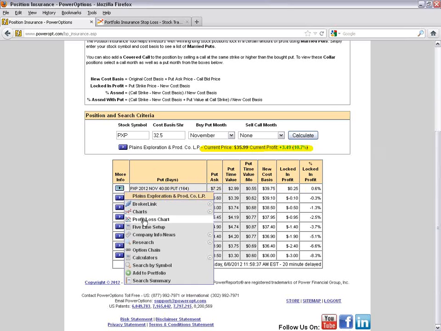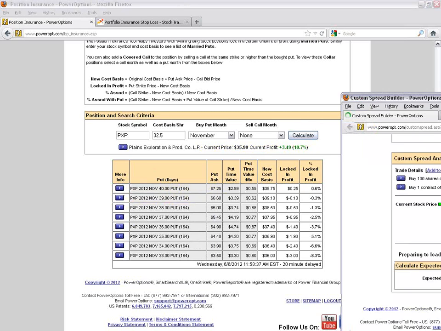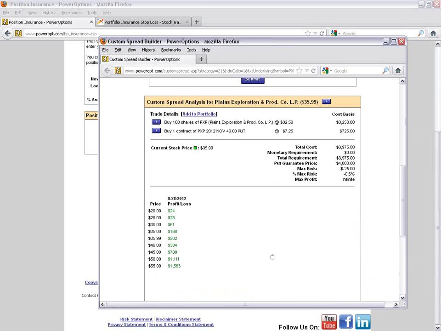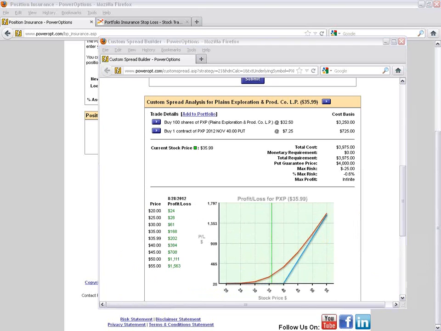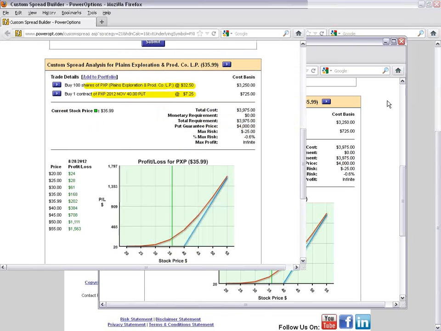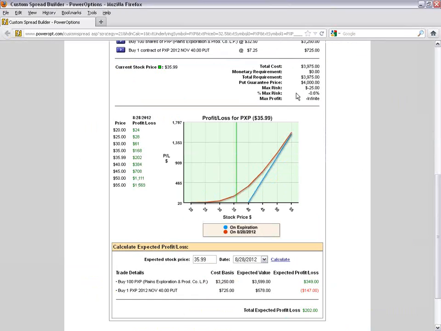And to see that graphically, we can just use the More Information button, and we'll select Profit and Loss Chart. And this shows us the breakdown of our position. I'll increase this to full size in a moment, but here's our stock price of $32.50 that we paid, and we could buy the November 40 put right now for $7.25. Okay, and then we have a locked-in profit. The maximum risk now is shown as negative 0.6%, and of course a negative at risk means guaranteed profit, and we see that on the profit and loss chart.